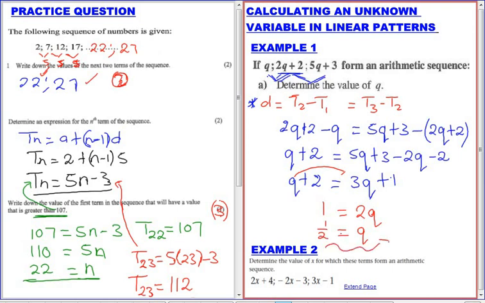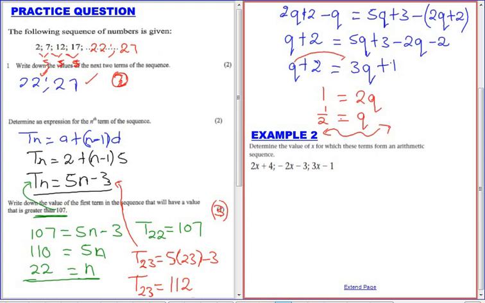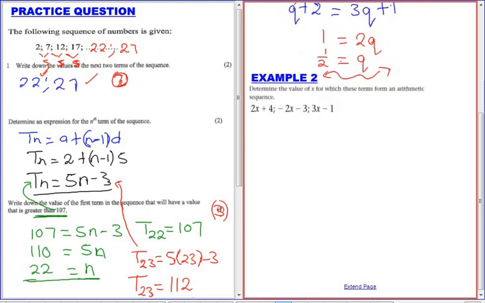We have managed to calculate that unknown that was in the arithmetic sequence or in a linear pattern because we just used the fact that the first difference is constant. That is all you are expected to use. It's important to get a second example for all things. So let's go ahead and use the same principle for here.